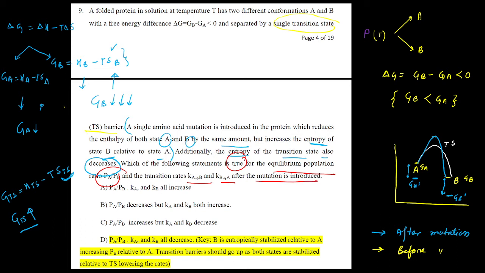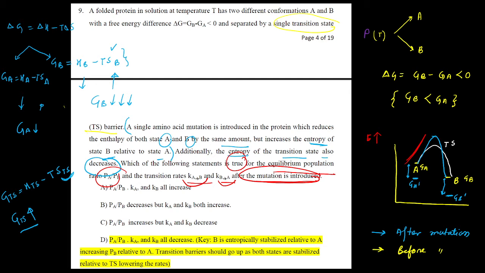Let's talk about the rates first, because it's easy for us to understand the rates. They have asked the rates after mutation for the A to B process and for B to A. If I take A to B, this is the A to B process. Blue ink denotes after mutation. So can I say the Gibbs free energy has increased after mutation? Or we can say the activation barrier to cross from A to B, to change the conformation from A to B, has basically increased after mutation.